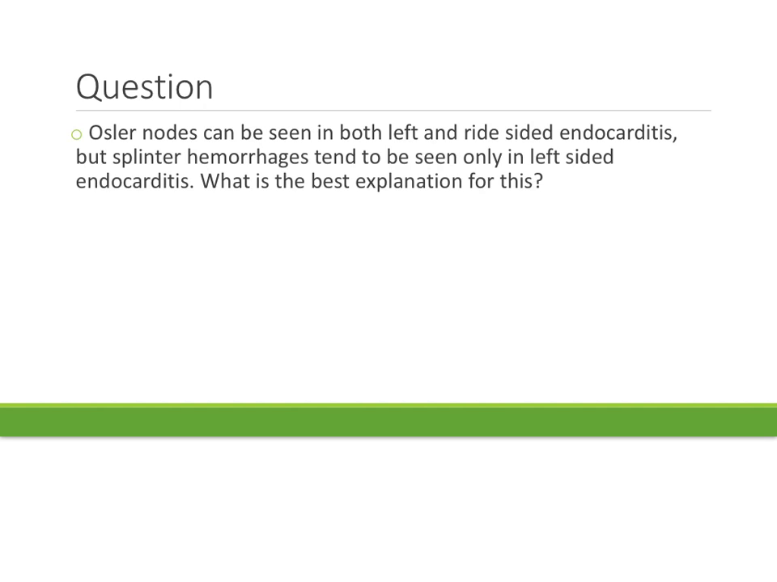Osler nodes can be seen in both left and right-sided endocarditis, but splinter hemorrhages tend to be seen only in left-sided endocarditis. What do you think is the best explanation for this? Pause here and think about that.